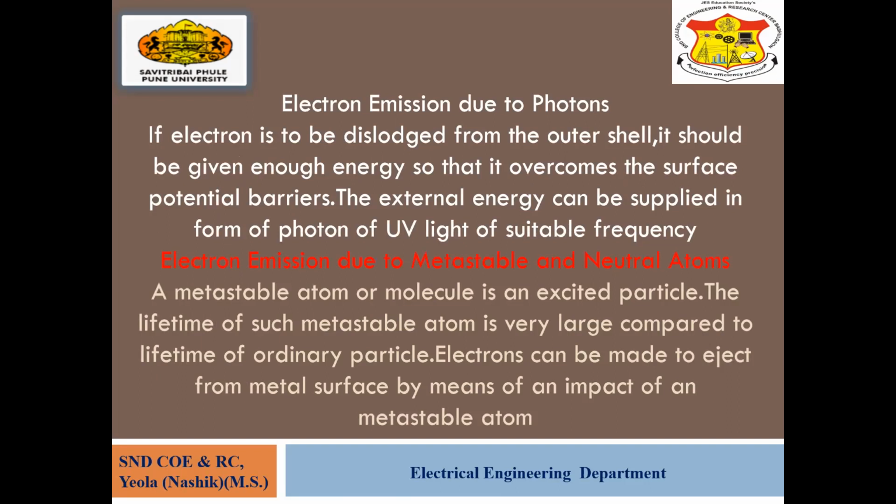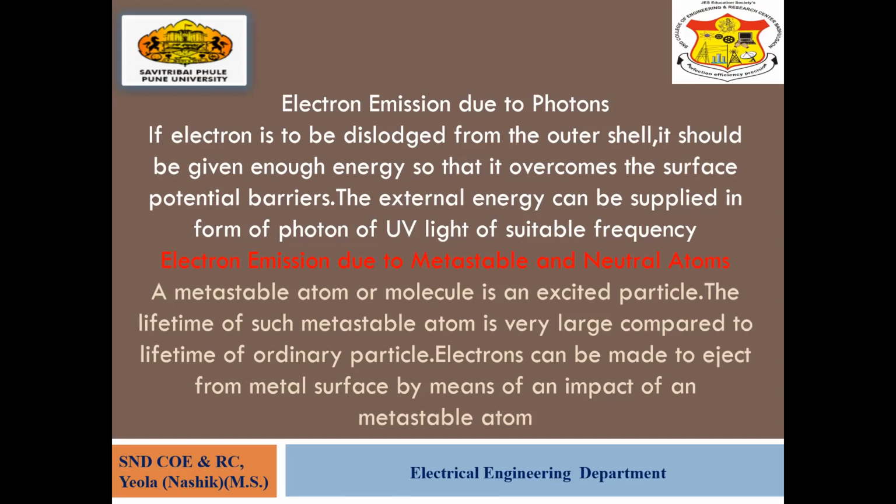Now the second one, electron emission due to photons. These photons come from ultraviolet light energy of a suitable frequency. It means that if some energy is given in the form of a photon, then electrons are ejected from the cathode. This is called electron emission due to photons. Some energy is required, just as electrical energy is applied when we apply the voltage. In this case, energy in the form of photons is supplied.